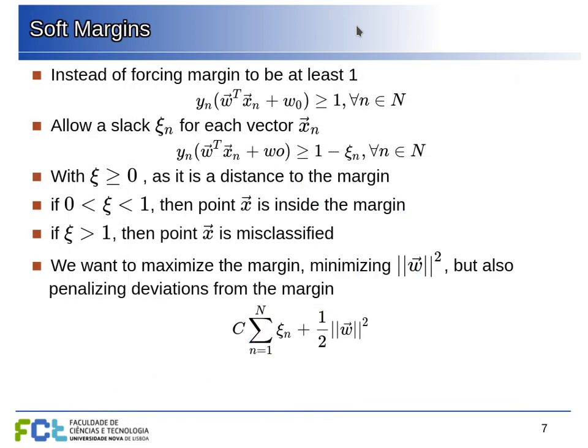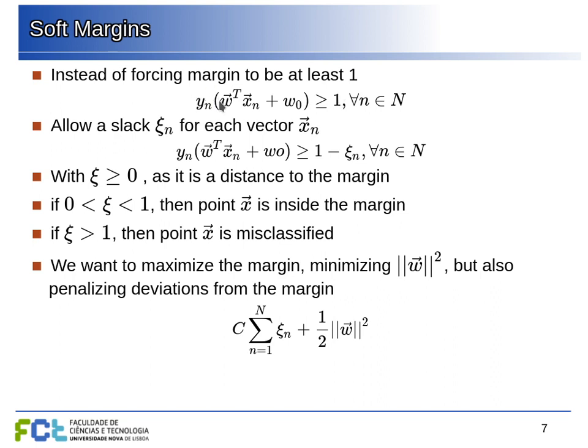So this can be solved by using soft margins. So instead of having a hard constraint like this, where we require the product of this example multiplied by the vector that determines the discriminant, this expression here, and then multiplied by the class to be at least 1.